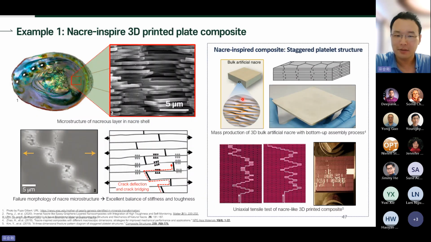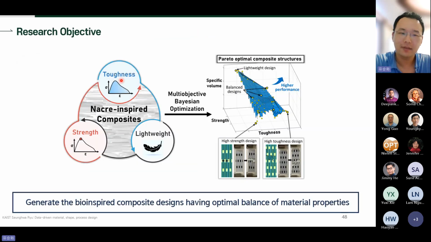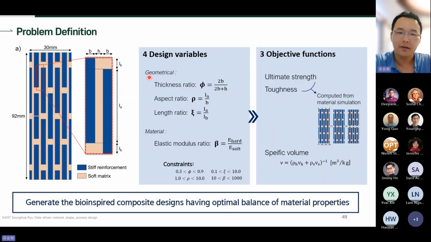Okay, so today I'm gonna show you, of course, this kind of example and a little bit of a human experiment example. So the problem I will show you today is trying to optimize the shape of 3D printed composites. Okay, and here the toughness, strength, and light weight are under a trade-off relationship. And here, the design variables are three geometry design variables, such as aspect ratio, thickness ratio, and length ratio. And there is a material design variable, which is the ratio between the elastic modulus of blue and orange. And we're gonna have three objective functions.